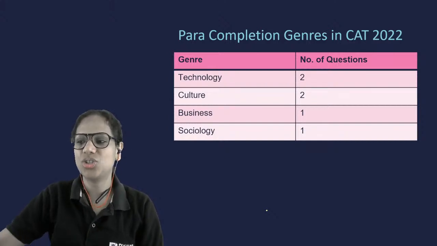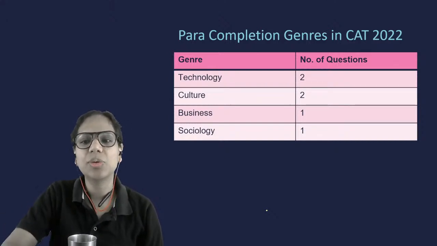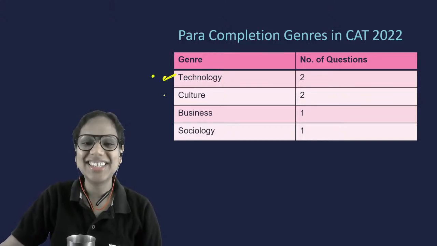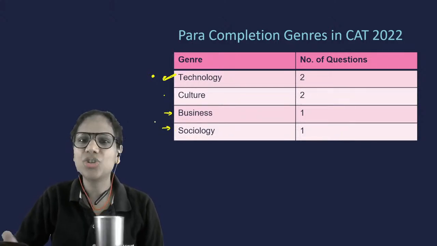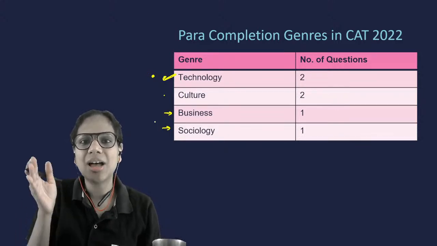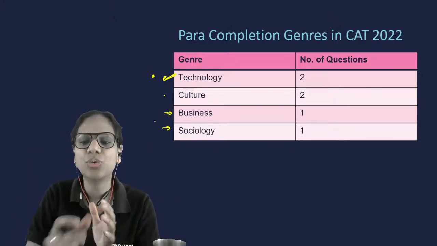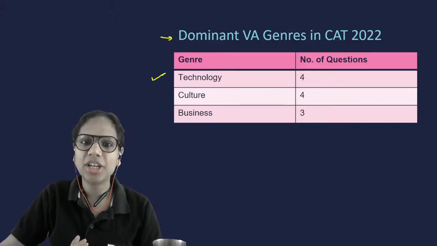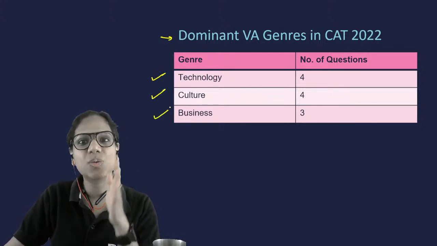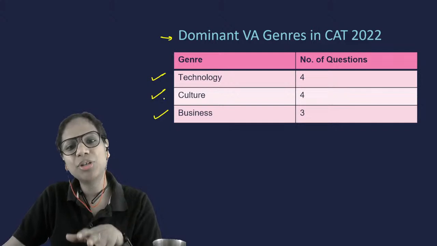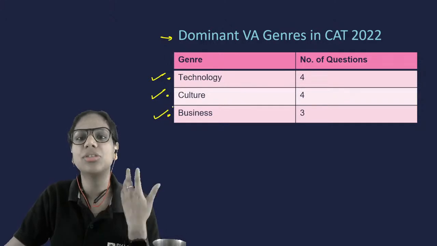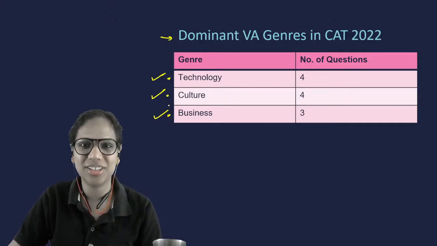And para completion or position decider questions, which were a new question type for you. Two of them were from technology. So see again, technology rules, culture, one each from business and sociology. Why am I showing you these genres? So that you get some sense, okay? You're able to at least narrow down what the dominant VA genres in CAT 2022 were. So technology, culture, business, these were the dominant genres. And this will help you in deciding that this is something I should definitely read on. Of course, I should read on more genres, but this I should definitely read on.